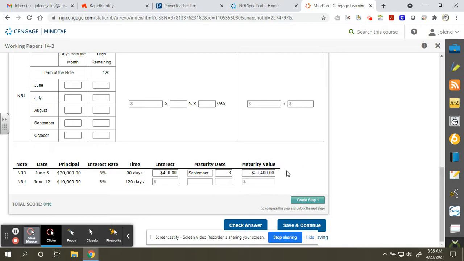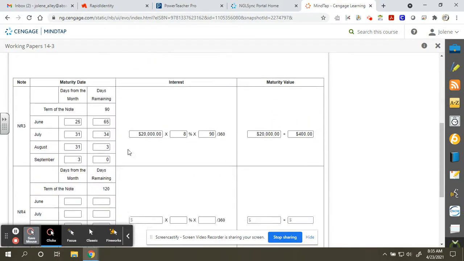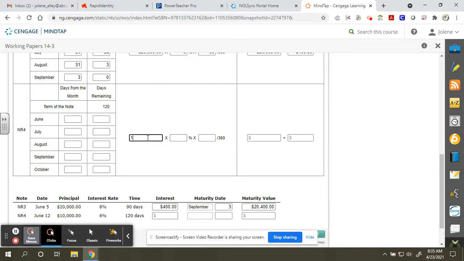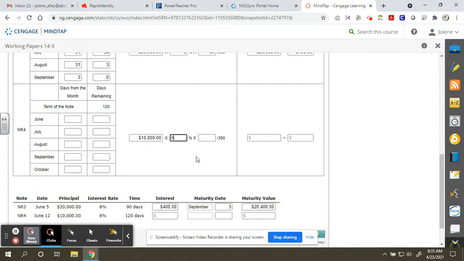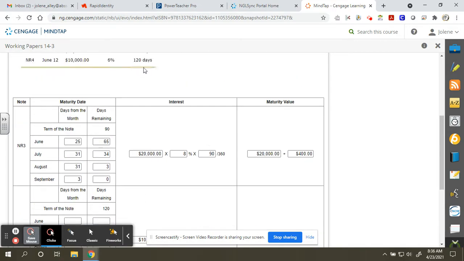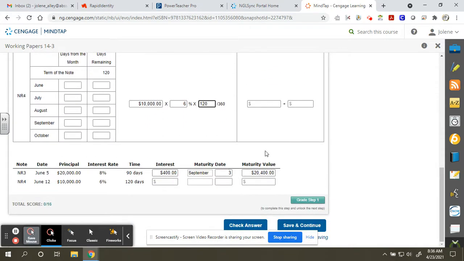Now, there's all kinds of reasons why people need a short-term loan like this for just 90 days, why businesses need a loan like this for short-term for just 90 days. All right? And that's all it takes to do this. So now we got the next loan. Do it the same way. We've got 10,000 here. This has an interest of 6%. And this one is being borrowed for 120 days. If you do the math here, and I'll show it to you again.